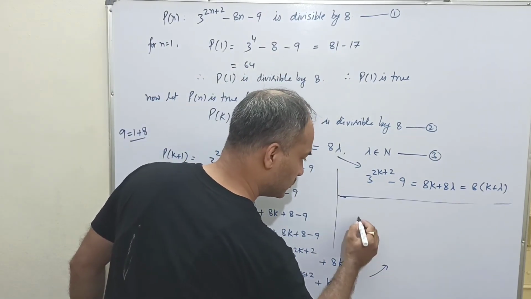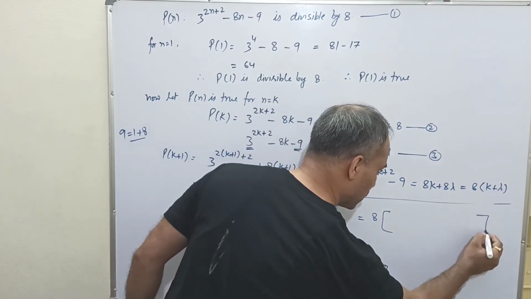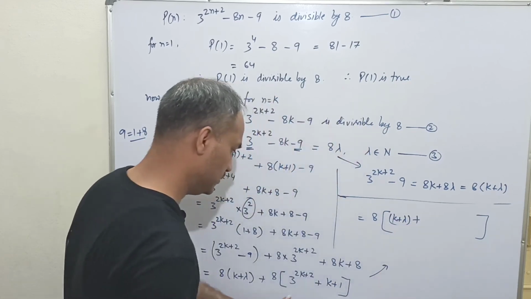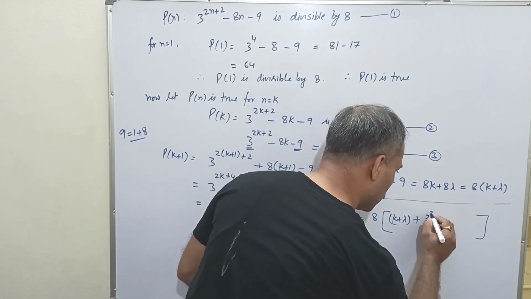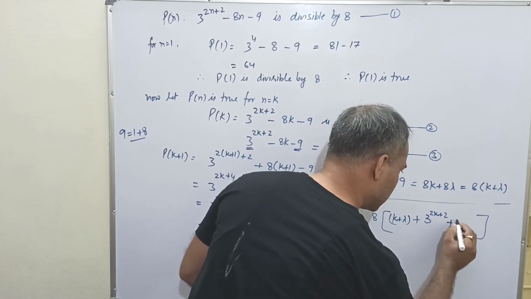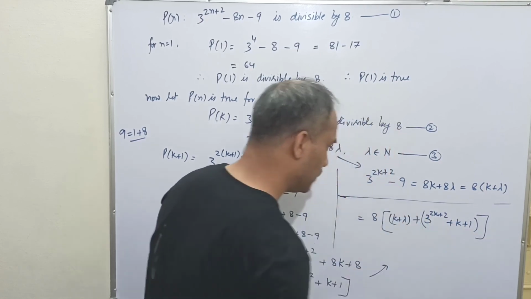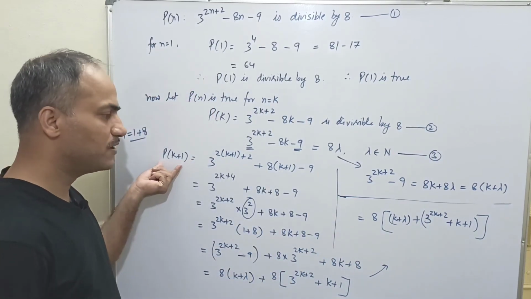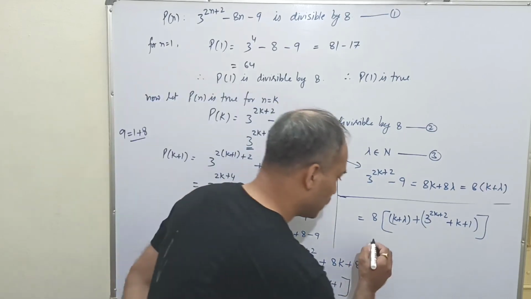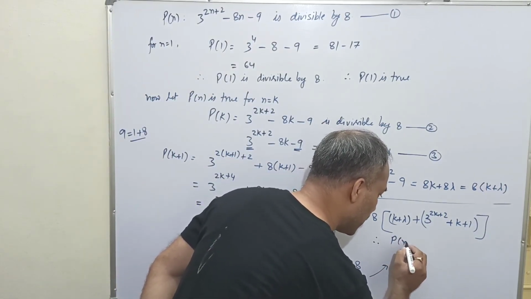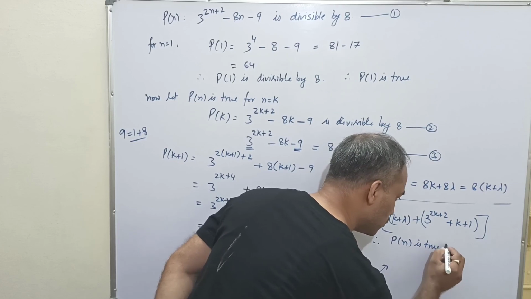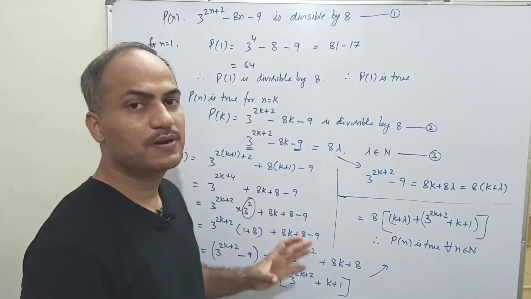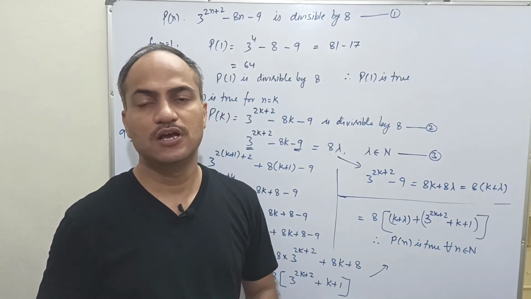Finally you can write this is equal to 8 into this entire expression: k plus lambda plus 3 to the power 2k plus 2 plus k plus 1. Fine. So we can see 8 is common in the entire expression. So what we see is that Pk plus 1 is divisible by 8. Therefore Pn is true for all n belongs to N. It means everywhere this statement is true, for each and every natural number.